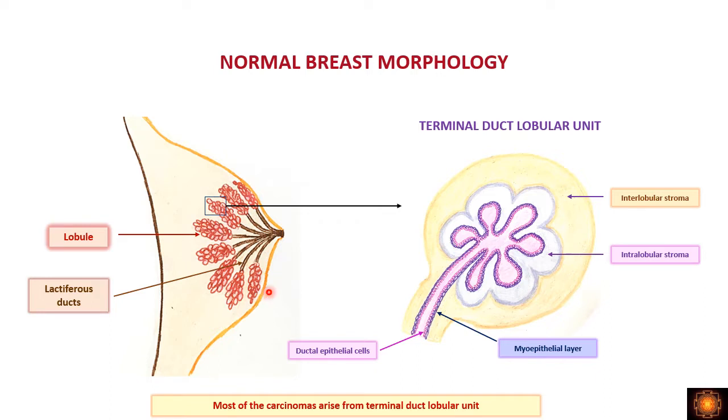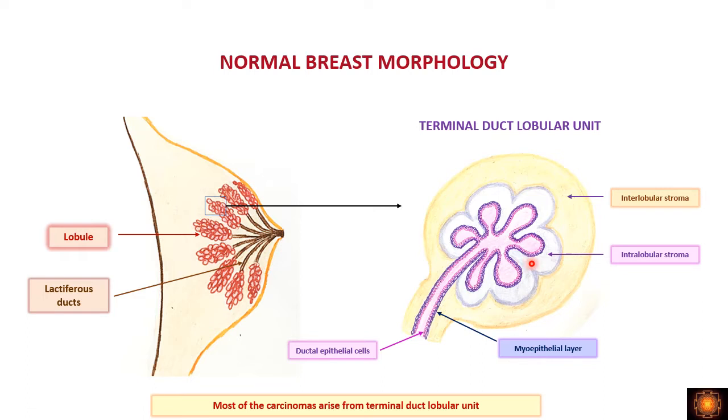Similarly, we have many lobules here. The terminal duct lobular unit consists of the alveoli which are opening into the terminal duct. Now this terminal duct will open into the lactiferous duct. In between the alveoli, we have intralobular stroma, and in between the lobules we have interlobular stroma. Okay, now you see these are the lobules. The stroma in between the lobules we call interlobular stroma, whereas in between the alveoli we call it intralobular stroma.